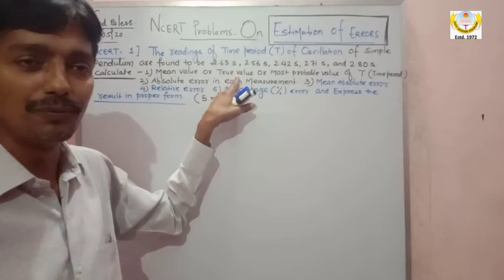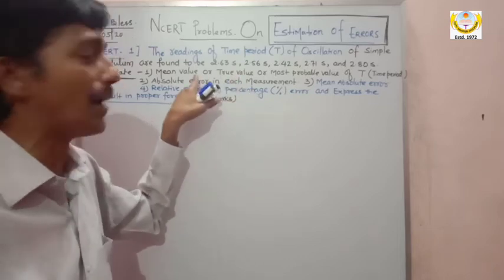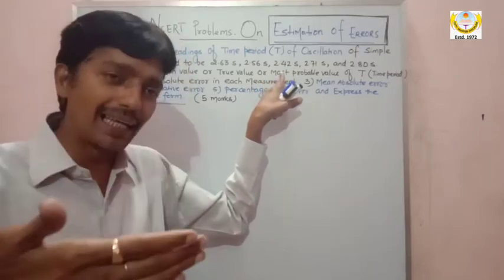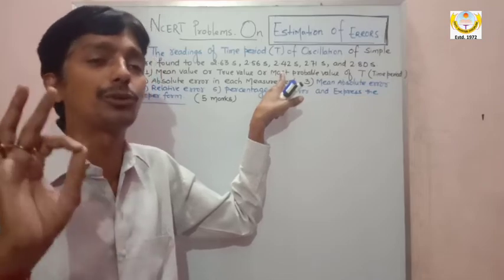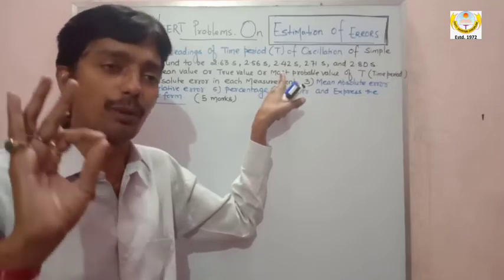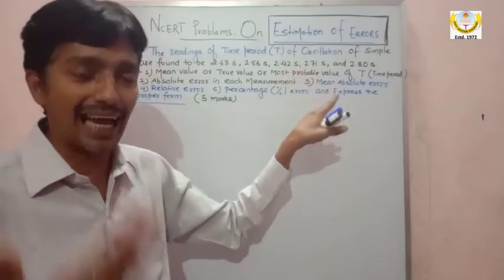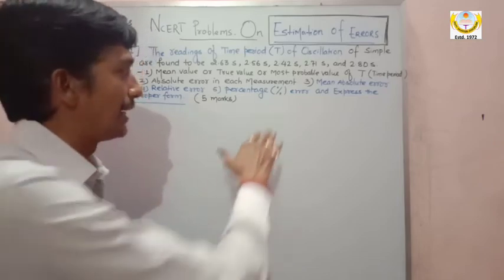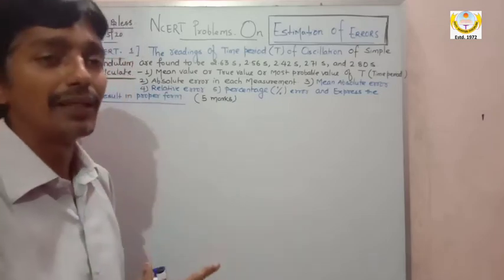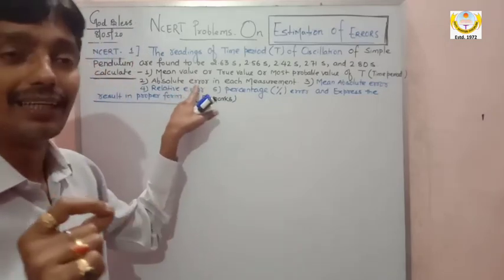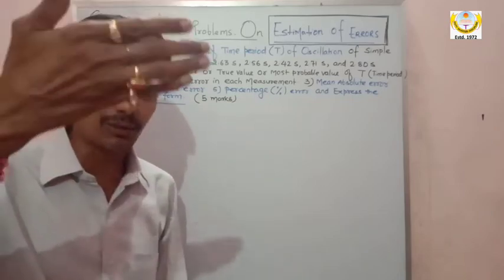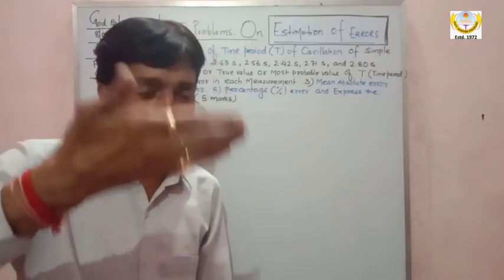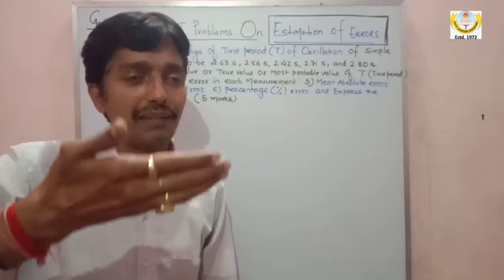True value, what is another name? Mean value, or you can call it most probable value. So when we estimate the error, the first step is to calculate the true value or mean value or most probable value. Second step, after finding the true value, is to calculate the absolute error in each measurement. Try to understand, that's why the topic is called estimation. So when we estimate the error in any measurement, we go with these 5 steps.